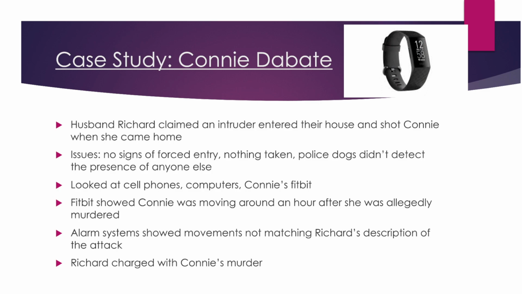The walk from her car to the basement, where the intruder allegedly shot her upon entrance, would be no more than 125 feet. The device showed Connie was moving about for nearly an hour after her husband said she was killed. As well as this, Facebook records showed Connie posted 3 videos at 9:46 a.m. using her home IP address, when she should have been dead. The alarm system showed movements throughout the house that didn't match Richard's description of the attack. Through all this, and the fact that Richard had had an affair which resulted in a pregnancy, Richard increasingly became a suspect. The Fitbit data was enough to disprove Richard's story and subsequently charge him in Connie's murder.